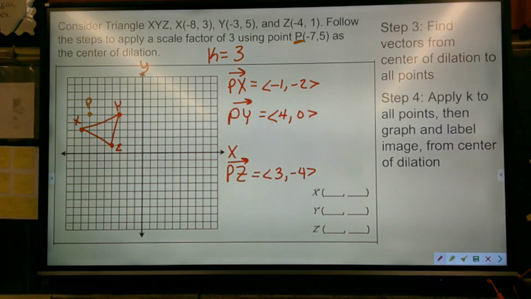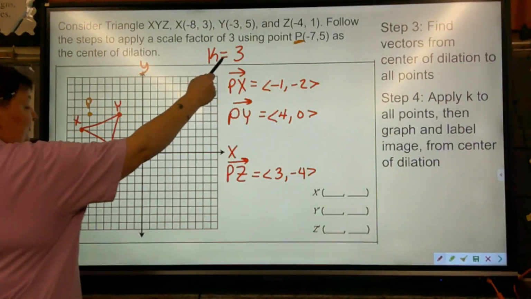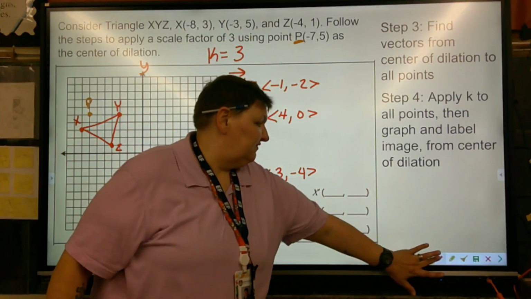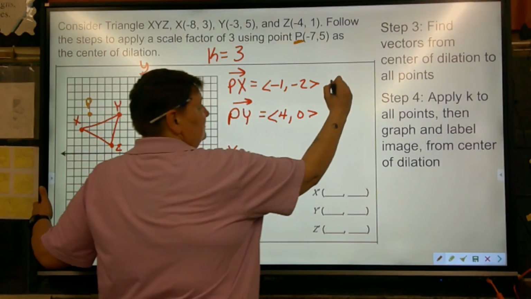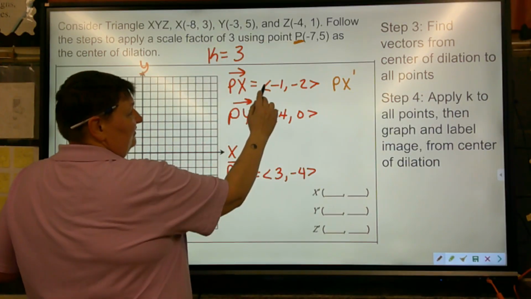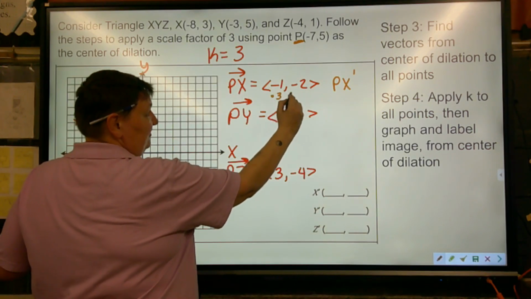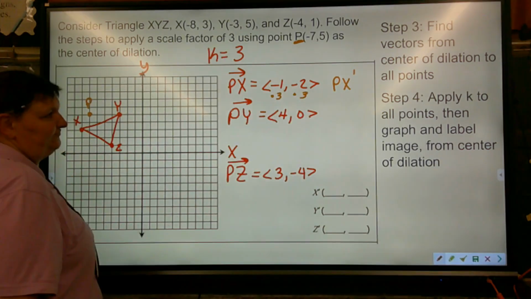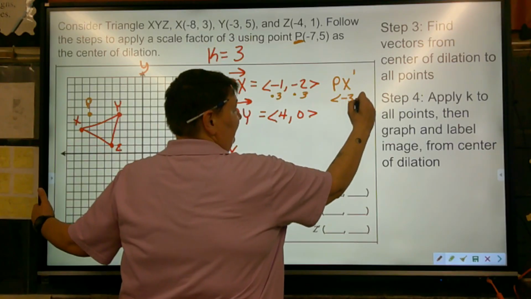Step 4, apply K to all our points. That's the scale factor. So we're going to multiply all of our vectors by 3. So from P to X prime is going to be [-3, -6], right? Because we're multiplying everything by 3.